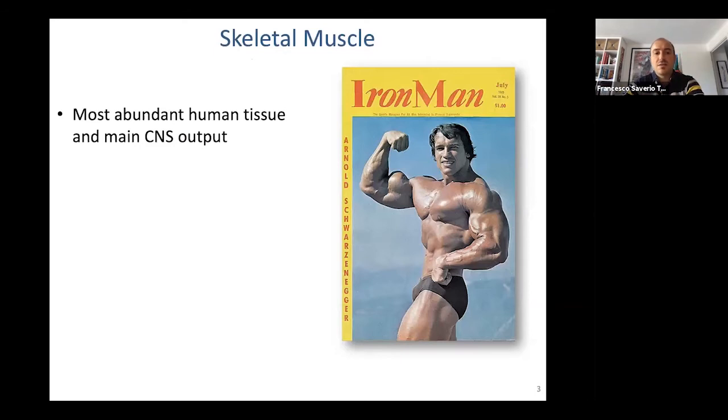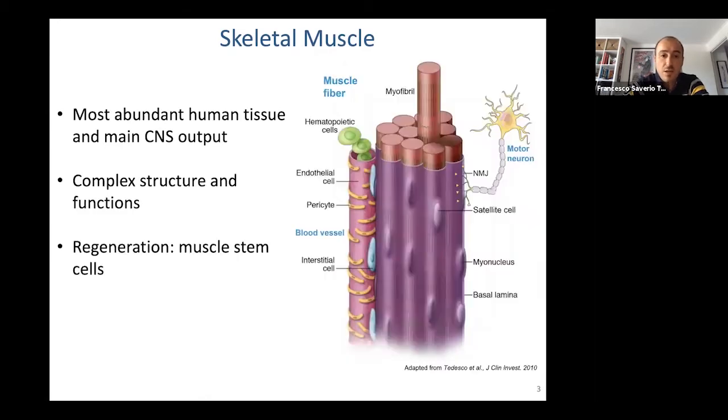As you might have seen from the title already, I will be talking about skeletal muscle. So just a couple of words for the non-muscle experts. Muscle is the most abundant human tissue, and it is frequently forgotten, and it is the main output of the central nervous system as well. Pretty much anything coming out of the nervous system goes to a muscle eventually. It has a complex structure and functions as well.